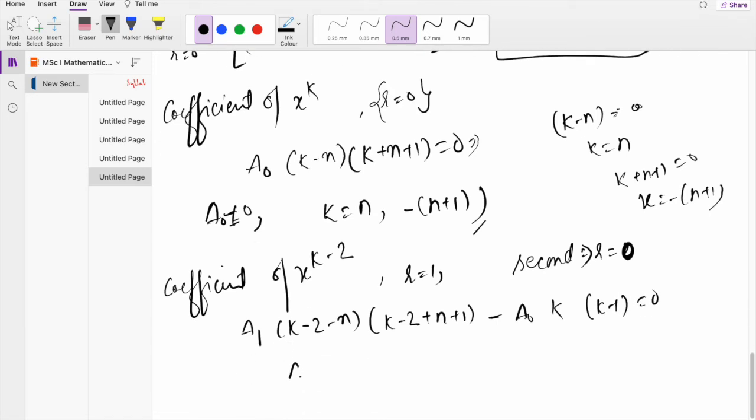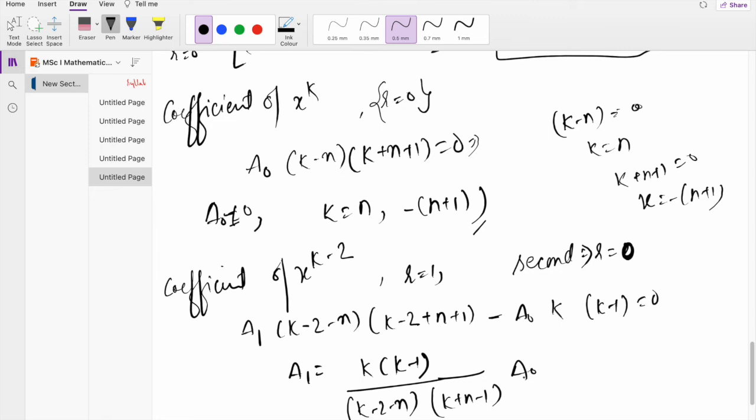So a1 in terms of a0 will become k minus 1 upon k minus 2 minus n, and this becomes k plus n minus 1, which is of a0. So I had calculated a1 in terms of a0.